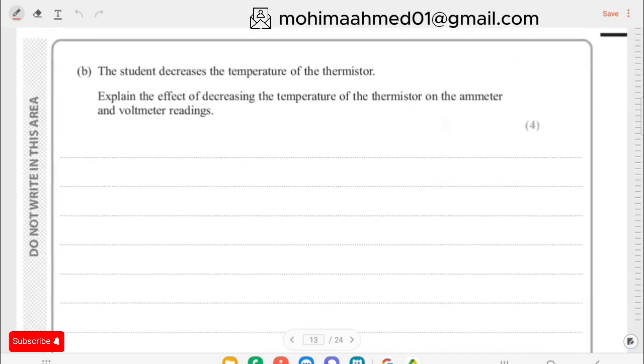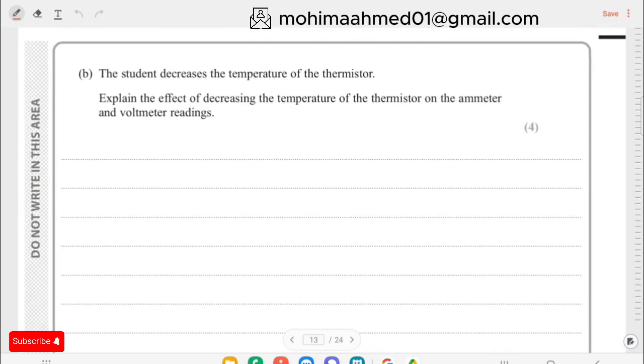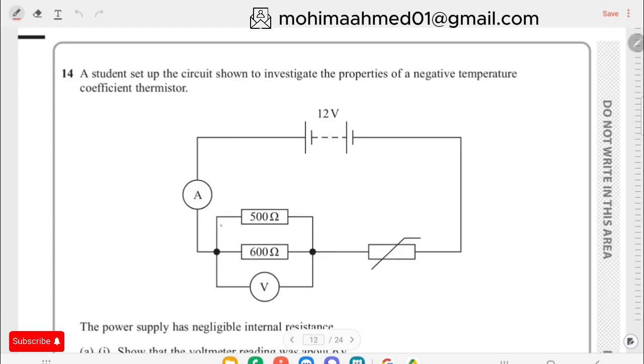Moving to 14B. The student decreases the temperature of the thermistor. We need to explain the effect of the temperature of the thermistor on the ammeter and the voltmeter reading. Again, this is exactly the explanation that we give for question 6 of this paper. In that situation, it was for LDR, and this is the same case for the thermistor. So again, the voltmeter and the ammeter were not connected to the entire thermistor, right? The voltmeter was connected to the parallel combination and the ammeter was connected to the entire circuit.